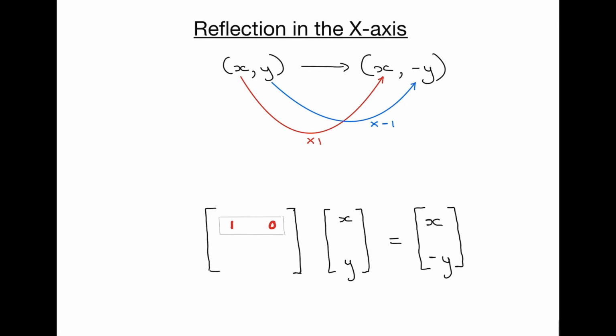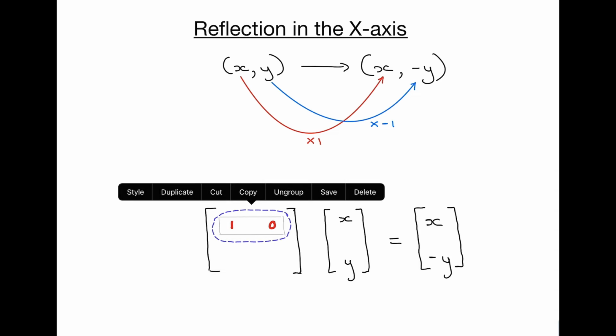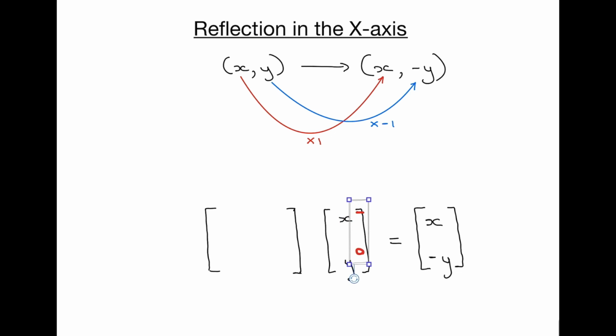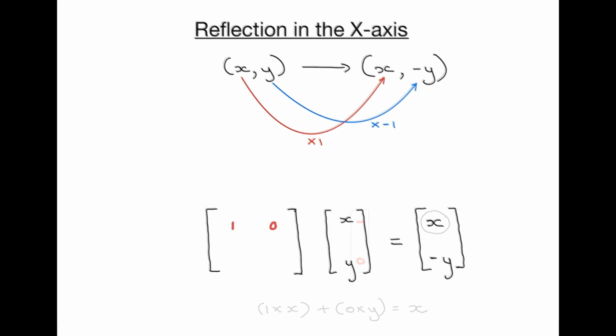Now, placing 1, 0 in the first row of our matrix, we need to remember how to multiply matrices. This row is taken into the second matrix, and the numbers that line up here are multiplied, and then the results are added. So we have 1 times x and 0 times y. Added together gives us x, which is the first entry that we have here in our image matrix.